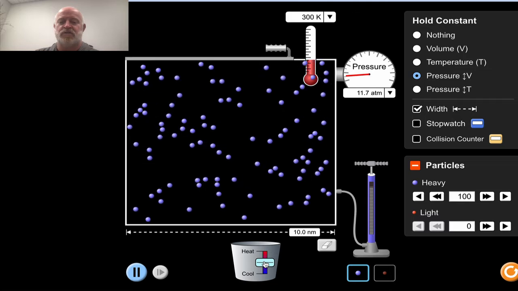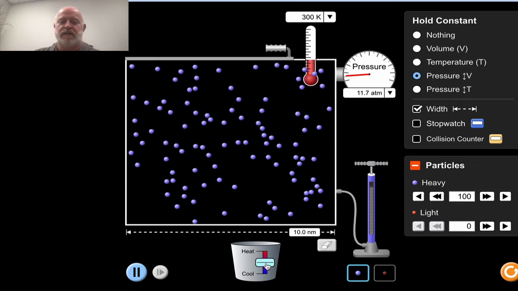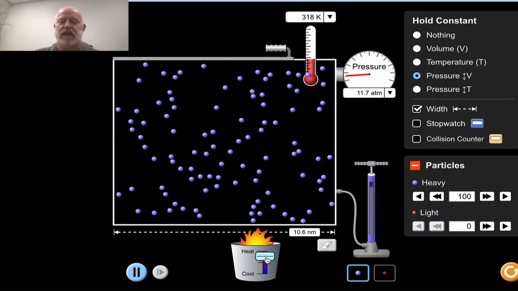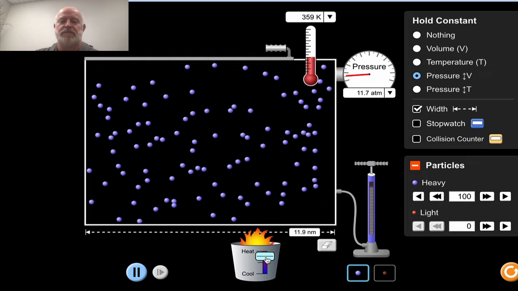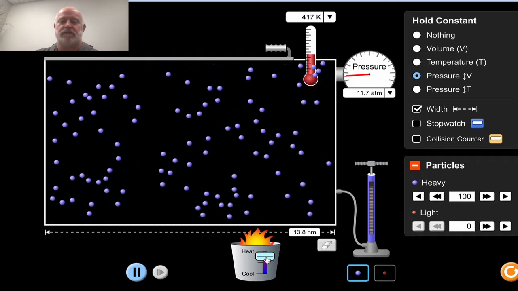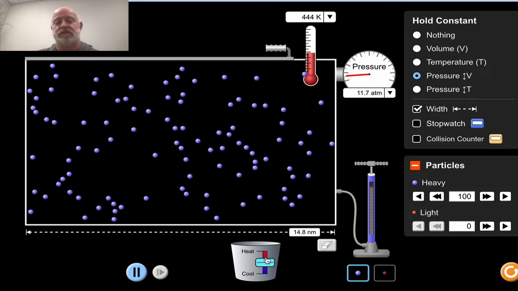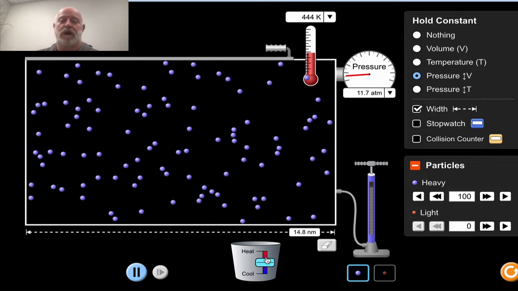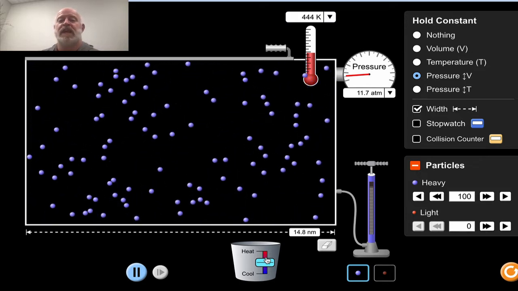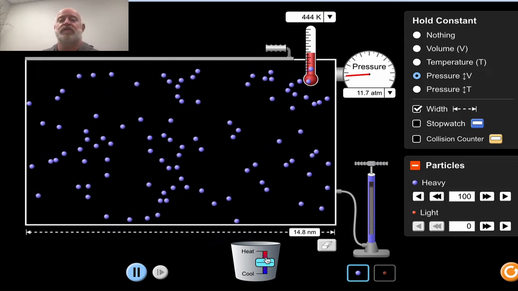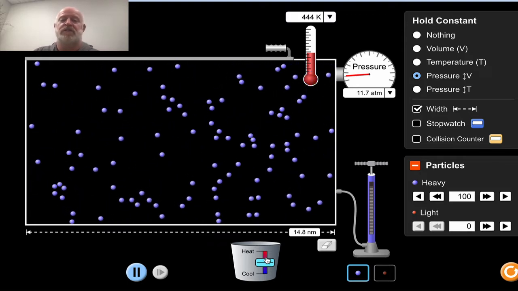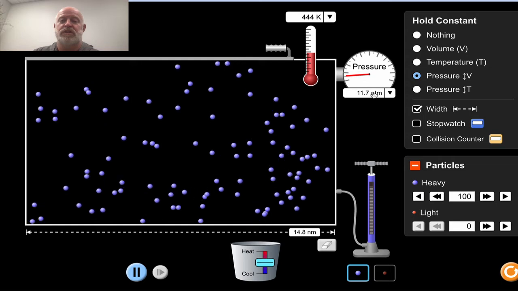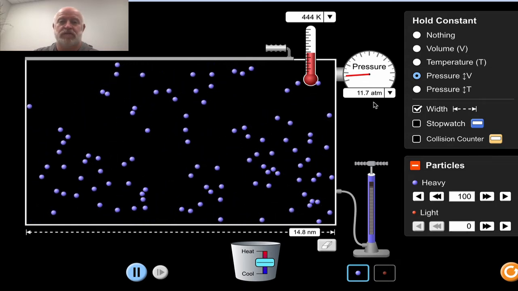Down here I have my toggle switch, and I can heat up this gas. Notice what happens to my volume as I heat up the gas. It obviously increases. Let's talk about why. If the gases are hotter, that means they are moving faster. If they're moving faster and we're not going to allow more collisions, we better give them more space to run.